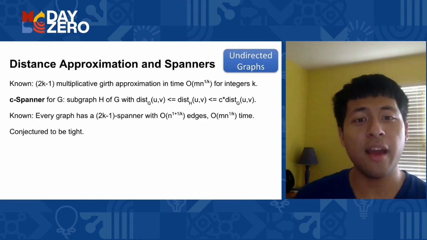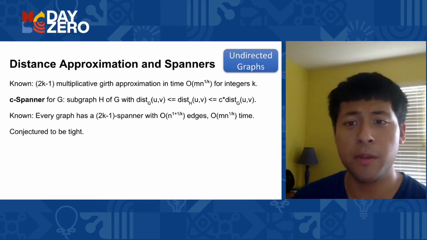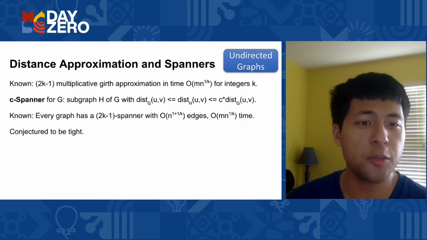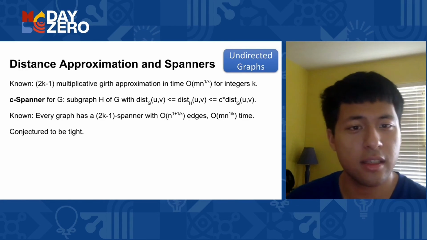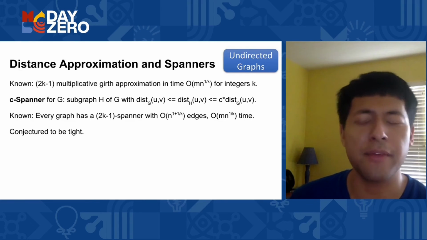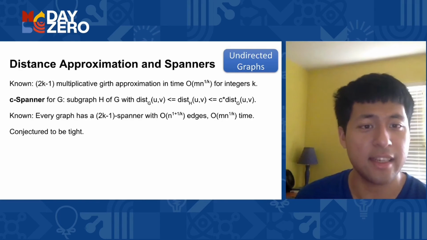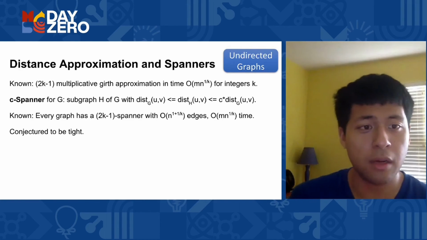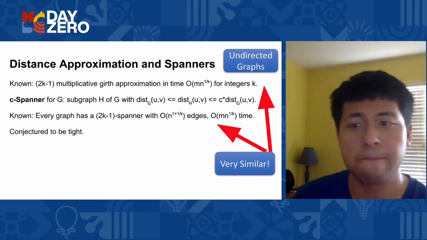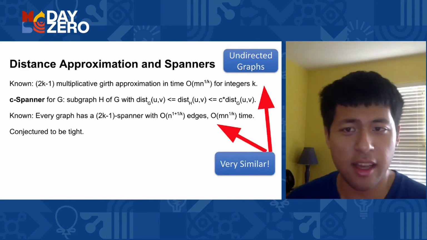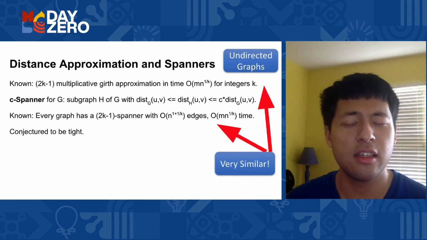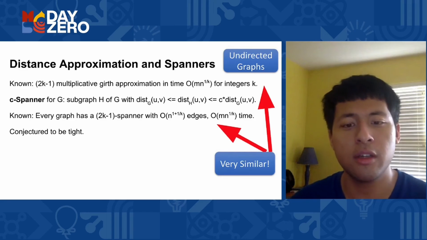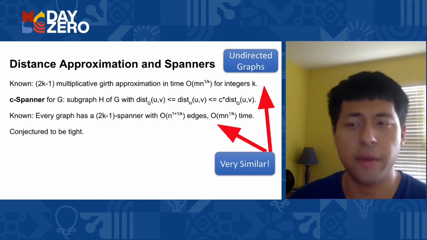It's known that every undirected graph has a 2k-1 spanner with n to the 1 plus 1 over k edges, and you can compute such spanners efficiently. Additionally, the existence bound, the n to the 1 plus 1 over k edges, is conjectured to be tight. And I'll give a proof of this result later in the talk. Notice that these results are very similar, and that's basically because girth approximation algorithms are often based around the algorithms for building spanners, or sometimes more directly use spanners even.